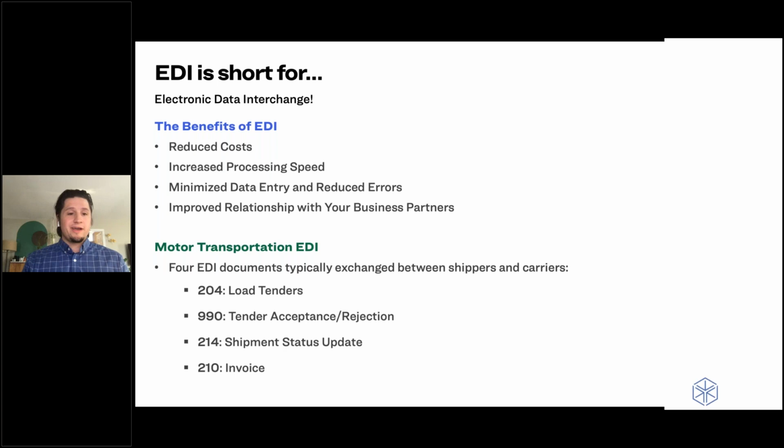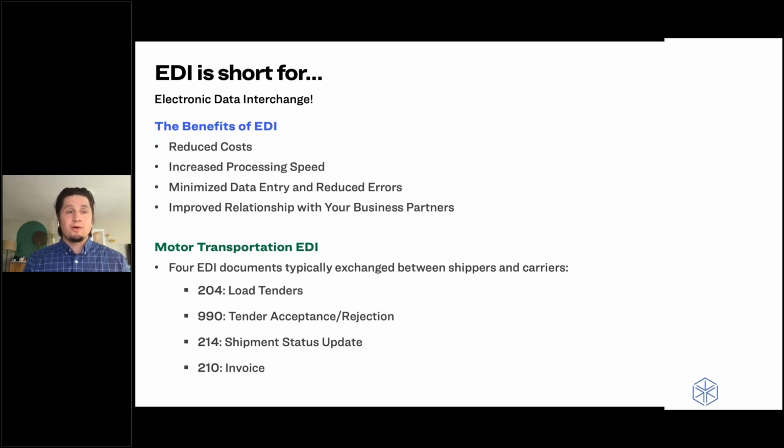Some of the benefits of EDI include reduced costs, increased processing speed, reduced data entry errors, improved relationships with business partners, and more opportunities to gain new business through companies that mandate you utilize EDI to conduct electronic business. In motor transportation, we have a specific set of EDI documents that are typically exchanged between the shipper and carrier. There's quite a wide variety, but the main 4 documents are going to be the following.